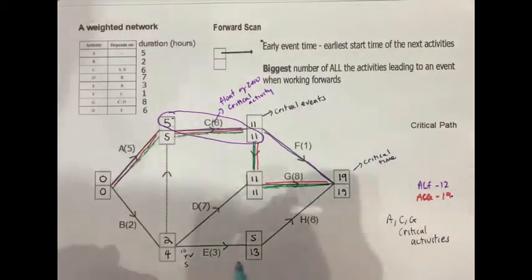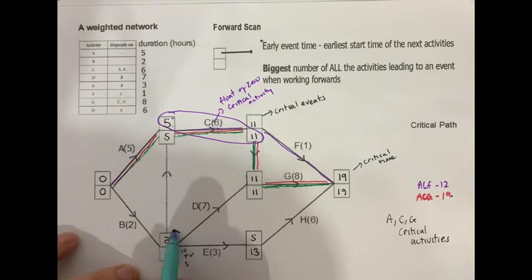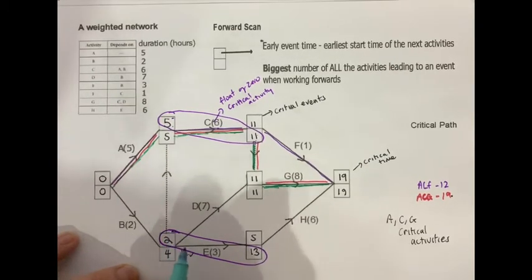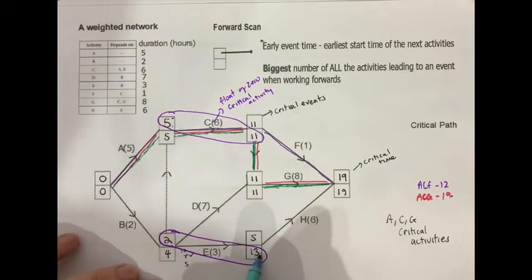Let's do, say, E. So E, its early time is 2, its late time is 13. So from 2 to 13, you've got 11 days to play around with, but it only takes 3 days. So this will give you a float of 8.